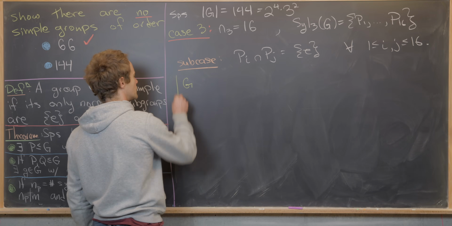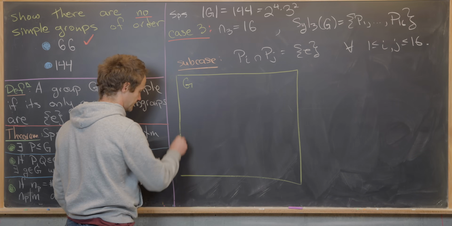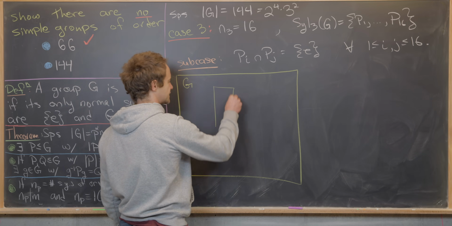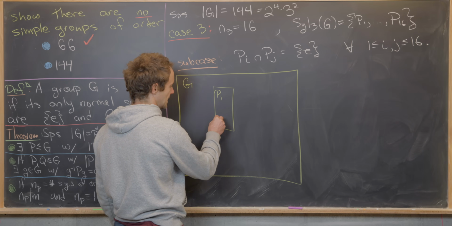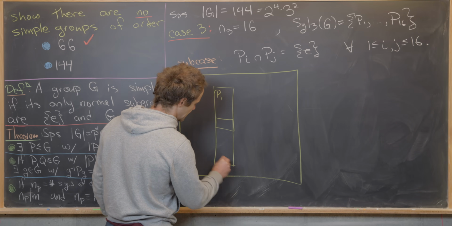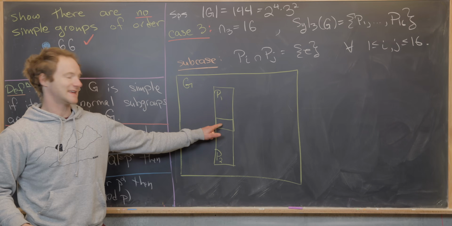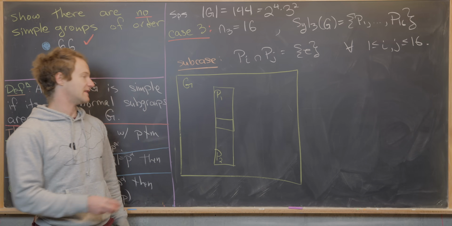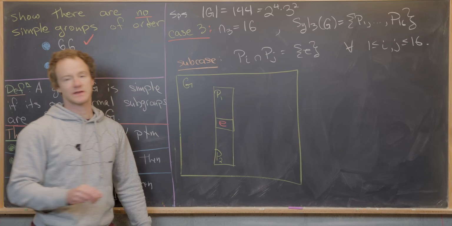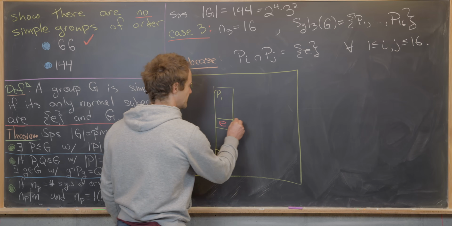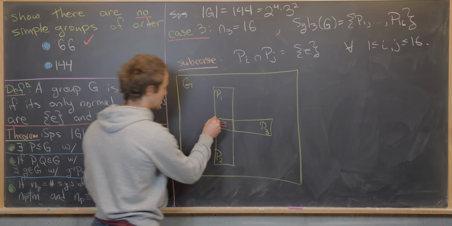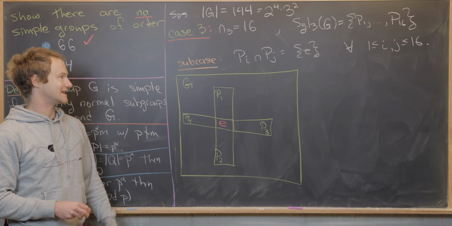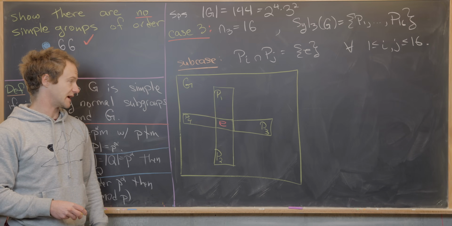But let's make a little diagram of what's going on here. So let's say our group is this big box here. And then I'm just going to draw a couple of our Sylow 3 subgroups. So let's say this smaller rectangle is P1, and then this rectangle down here is P2. That's the intersection of P1 and P2. And by our assumption, there's only one thing in that intersection, and that is the identity element. Then next, let's maybe put P3 out here. We could put P4 out here. And again, those guys are only intersecting in the identity by our assumption in this subcase.